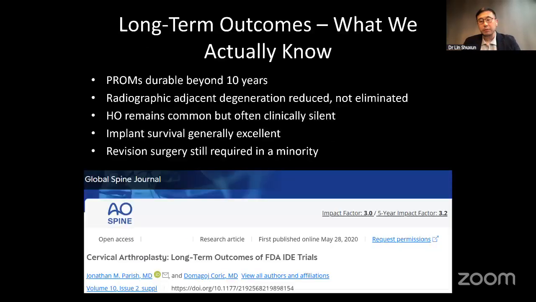Long-term follow-up tells us several important things. First, patients generally remain happy with their outcomes. Second, adjacent segment degeneration is reduced but not eliminated. Third, heterotopic ossification is common radiographically, but many patients remain asymptomatic. Finally, revision surgery remains relatively uncommon, but absolutely does occur, and when revisions are needed, they can be substantially more difficult than primary ACDF surgery.